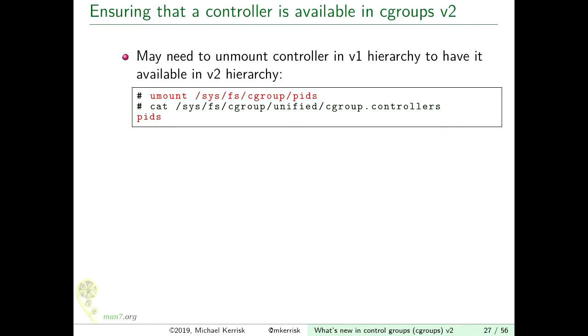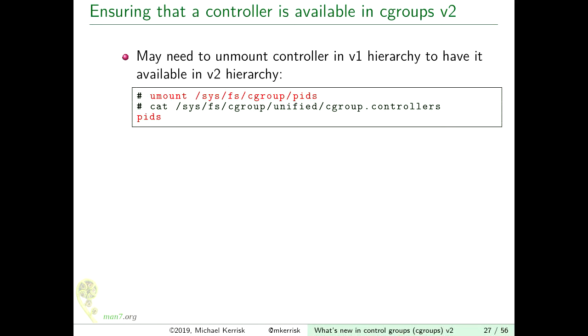So the way to do that, of course, is you say umount sysfs cgroup and then the name of the hierarchy you want to unmount. Here I said unmount the PIDs hierarchy. And once I've done that, now I've looked in cgroup.controllers in the unified hierarchy, I can see the PIDs controller is available. Now, you might try doing this on your system at this point, and you'd find that when you did the umount and then catted this cgroup.controllers file, the PIDs controller is still not available.